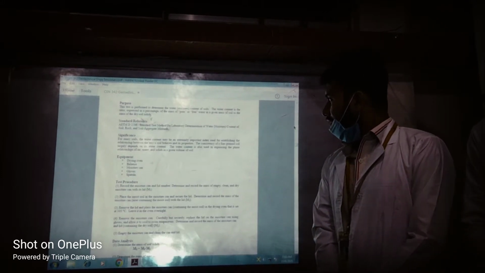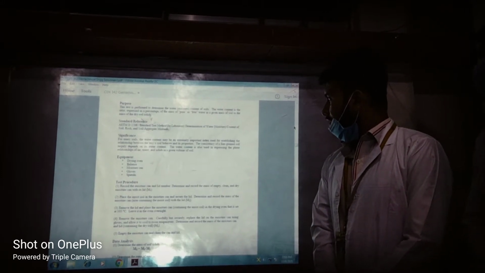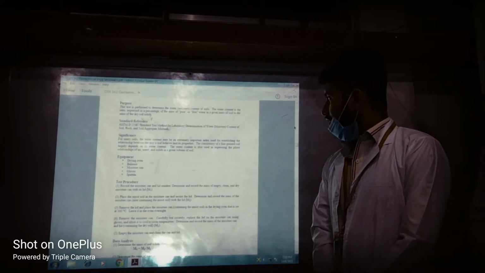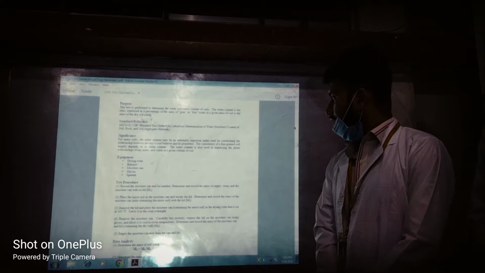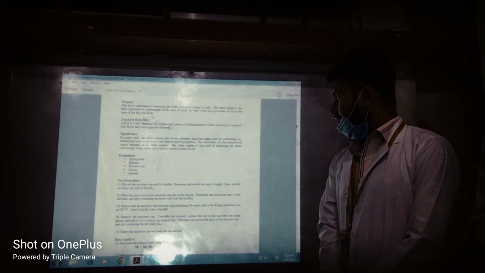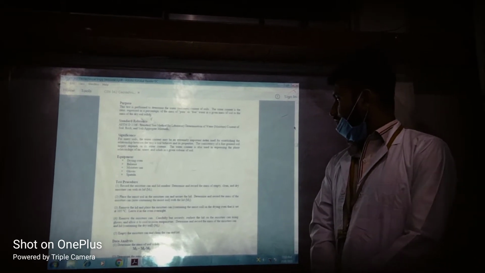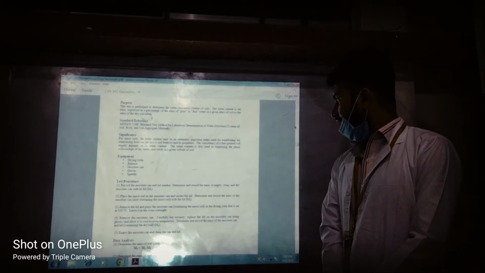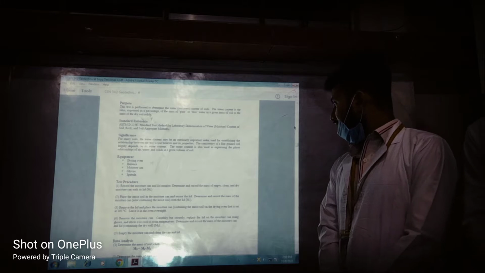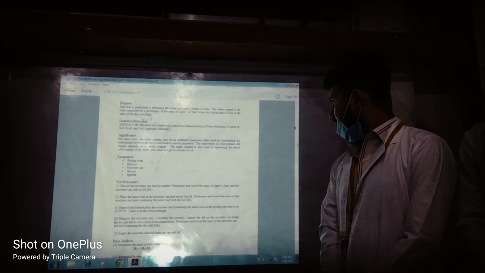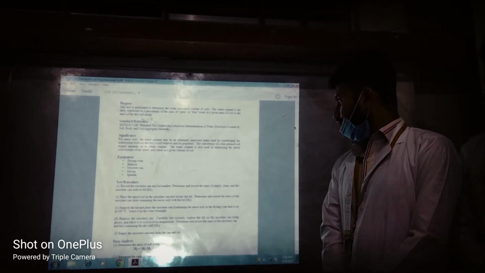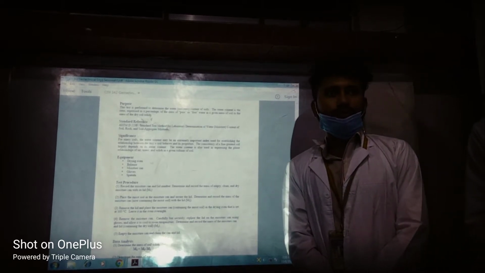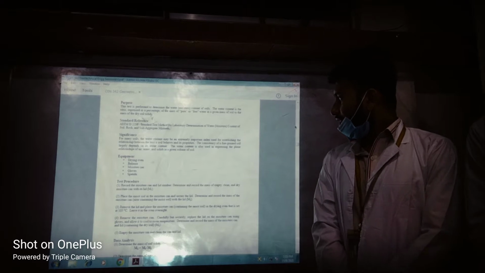The equipment is a drying oven, balance, moisture can, gloves, and spatula. Test procedure number 1: record the moisture can and lid number. Determine and record the mass of the empty, clean and dry moisture can with its lid, M1. So this is the test procedure.